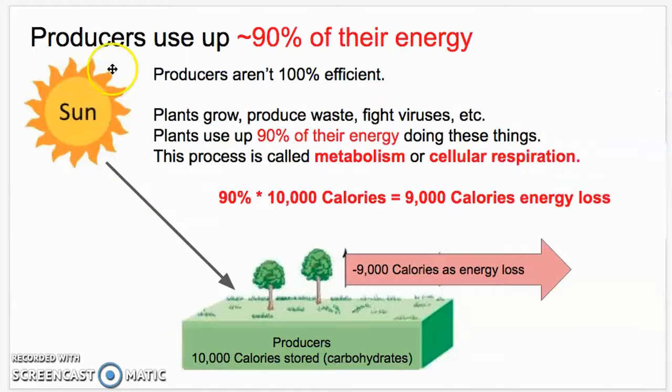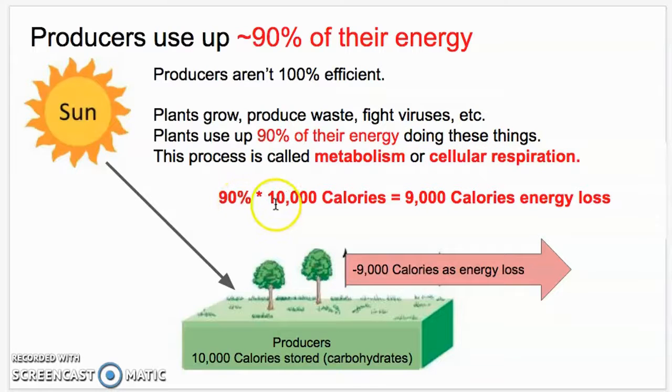But we just said that producers use up 90% of their energy. The producers aren't 100% efficient. Plants grow, produce waste, fight viruses. Plants use up 90% of their energy to do these things. This process is called metabolism or cellular respiration.